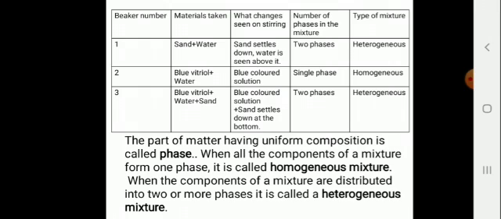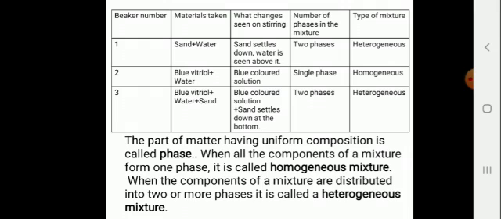In the second beaker, blue vitriol and water is present. Blue vitriol means copper sulfate crystals. On stirring, copper sulfate crystals dissolve in water and a blue colored solution is obtained. Here a single phase is seen.